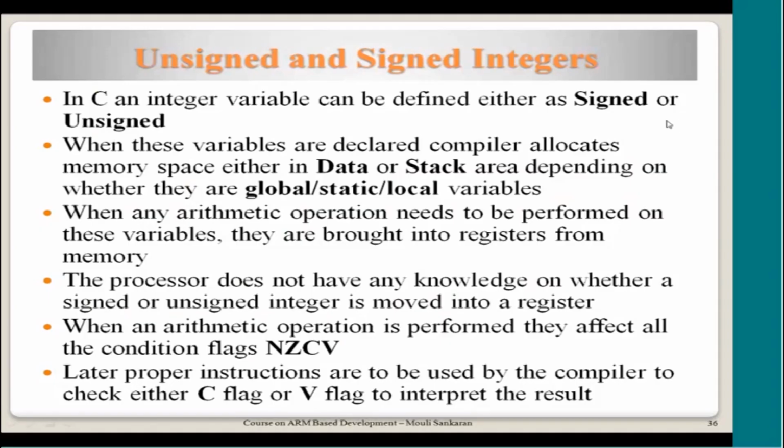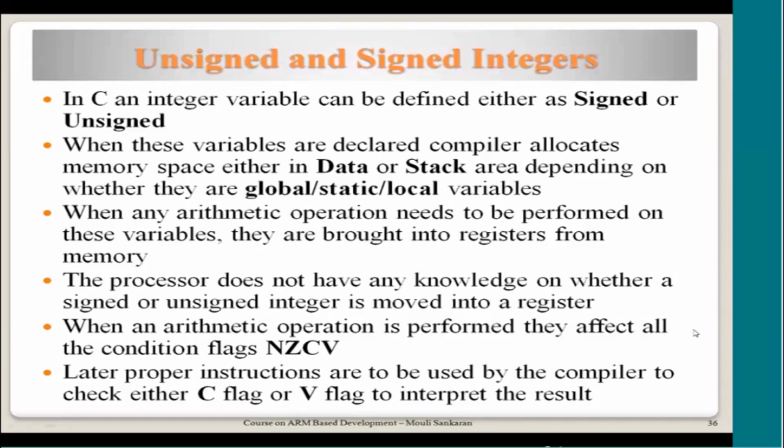If it is in a C program, you may write signed int or unsigned int, and based on the variable, whether it is global or local, it is allocated by the compiler in either the data segment or the stack segment. Then when the arithmetic operation is to be performed, the variable contents are copied to registers and the operation is performed inside the CPU. Now, when the CPU is performing the operation, it doesn't know whether it is operating on a signed value or an unsigned value. So it depends on the programmer or the compiler.